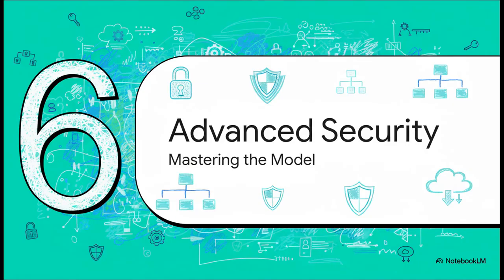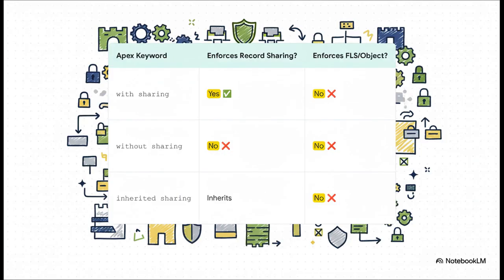All right, let's finish up with a couple of advanced topics that really separate an admin from a true architect. This table right here, this trips up even seasoned developers. And as an architect, you have to know it cold. The with sharing keyword in Apex only enforces record-level sharing. That's it. It completely ignores object and field-level security.